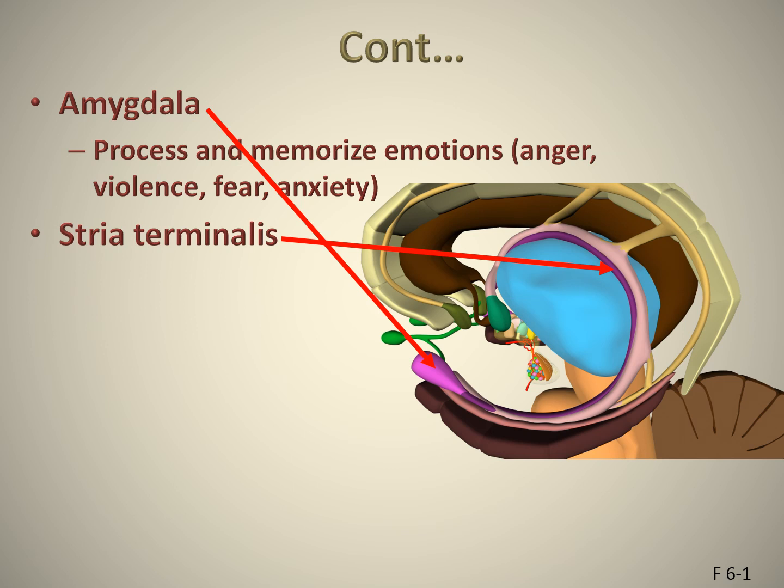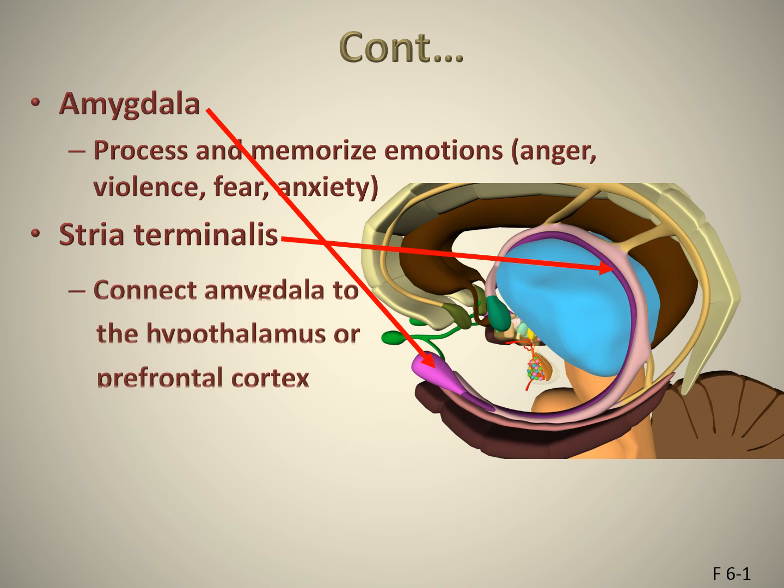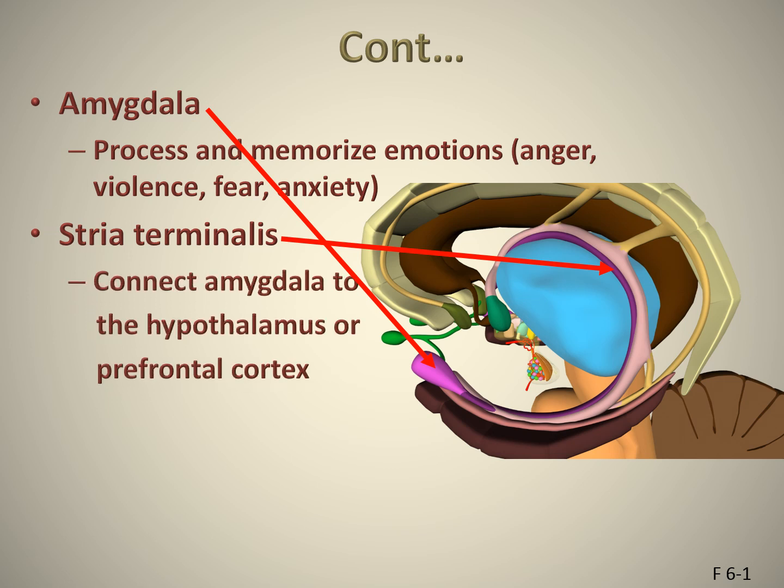The stria terminalis is basically a bundle of fibers that interconnect areas involved in emotional and behavioral responses associated with stress. As such, it forms reciprocal connections to the cortex, amygdala, as well as brainstem areas and some nuclei in the hypothalamus.